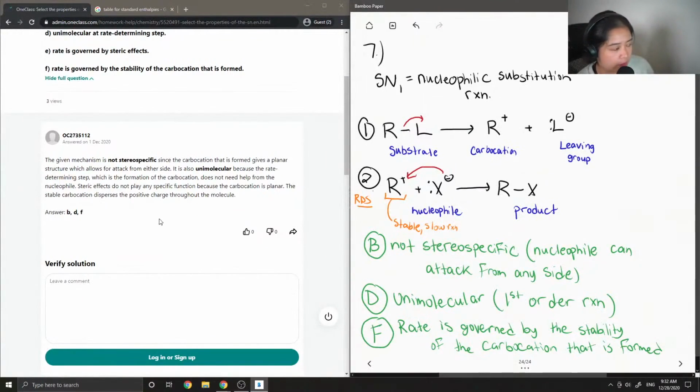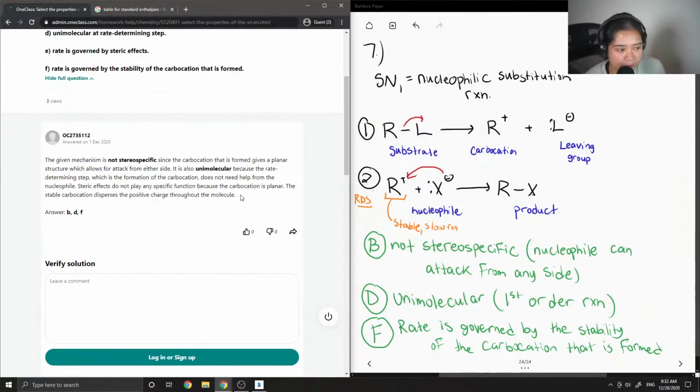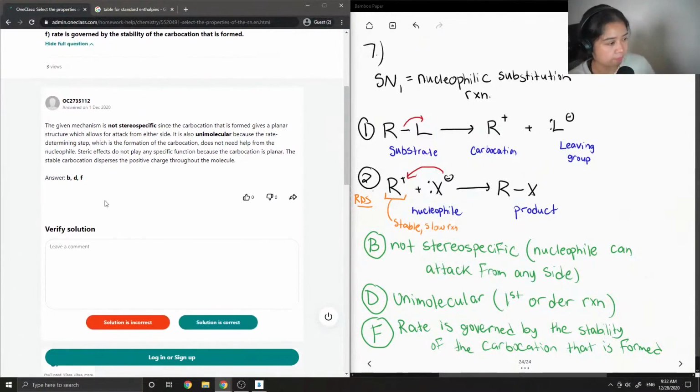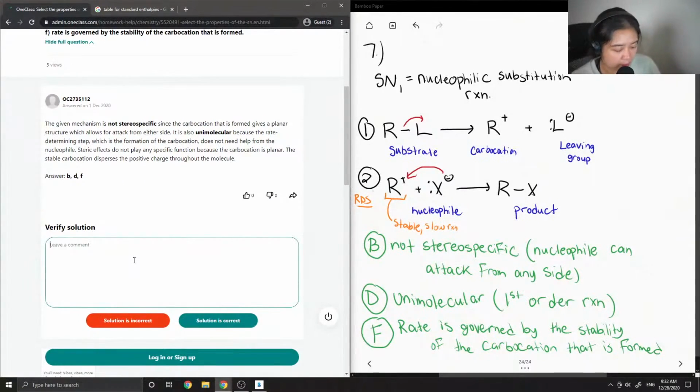And the junior tutor said that the given mechanism is not stereospecific, since the carbocation that is formed gives a planar structure which allows for attack from either side. It is also unimolecular because the rate determining step, which is the formation of the carbocation, does not need help from the nucleophile. Steric effects do not play any specific function because the carbocation is planar, and the stable carbocation disperses the positive charge throughout the molecule. So they had B, D, and F. So this solution is correct.